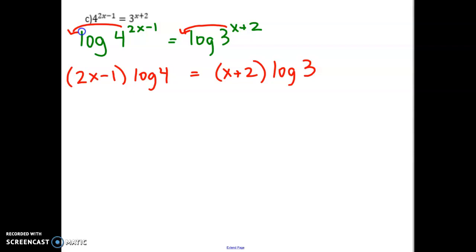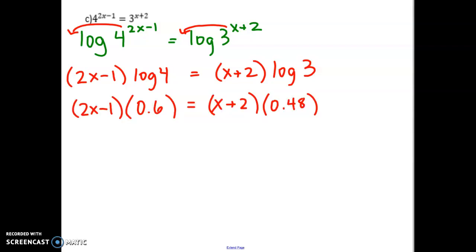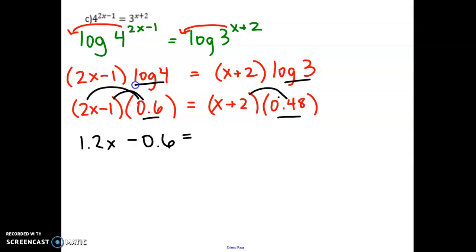So when you type in log 4, what do you get? So now once we have the log 4 calculated to be 0.6 and the log 3 calculated to be 0.48, we're just going to multiply that 0.6 in. So 0.6 times 2x is 1.2x, subtract 0.6, and then on this side, again, I'm going to multiply that 0.48 in, so we get 0.48x plus 0.96.